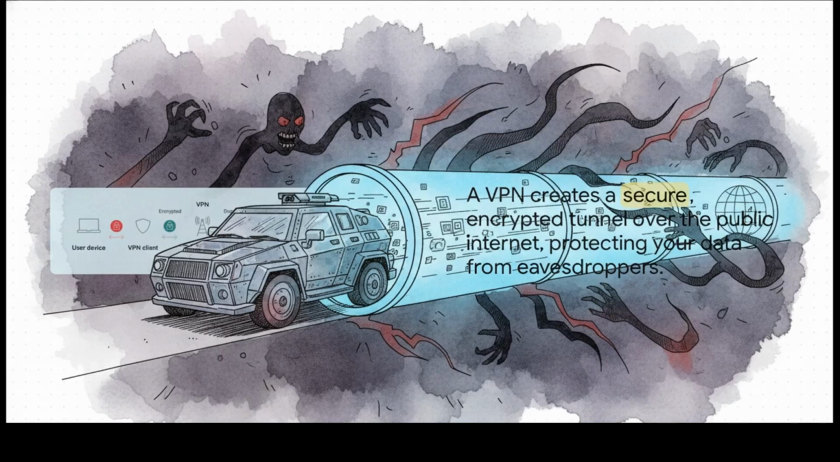Look at this diagram. It shows you exactly what it does. It creates your own private, encrypted tunnel through the public internet. So even if you're on a sketchy public Wi-Fi network, all your data is shielded from anyone trying to eavesdrop. It's basically your own personal armored car for the internet superhighway.